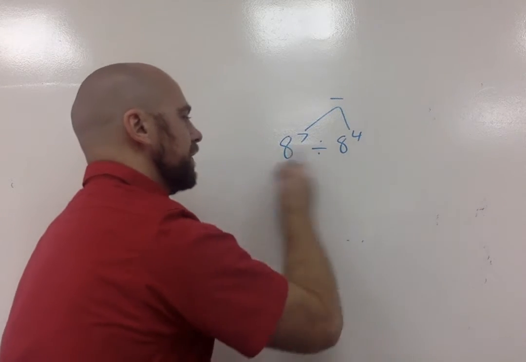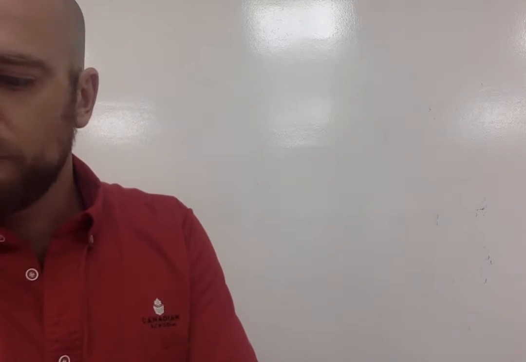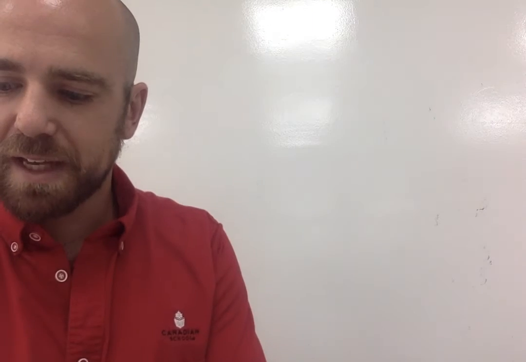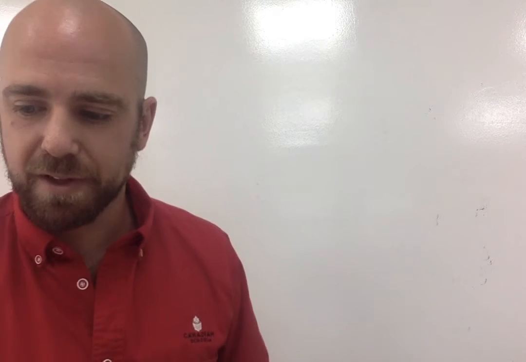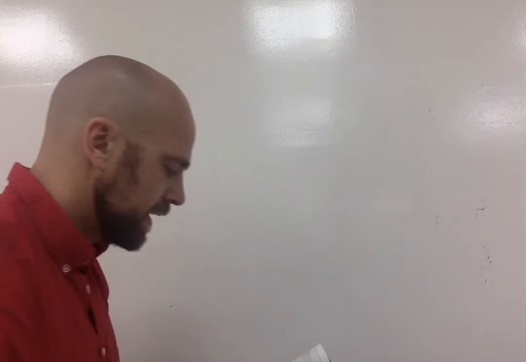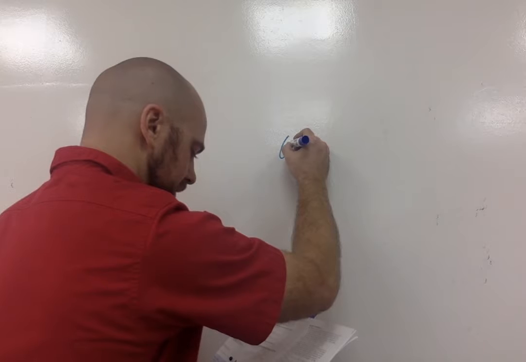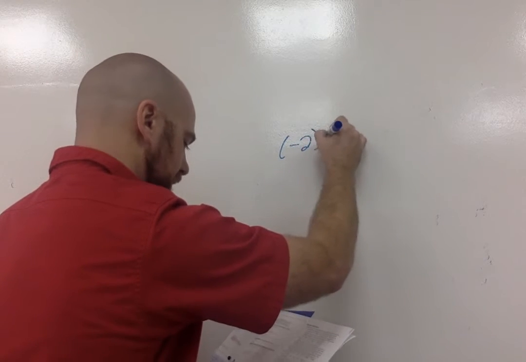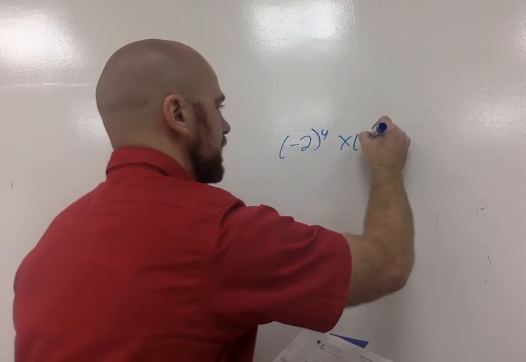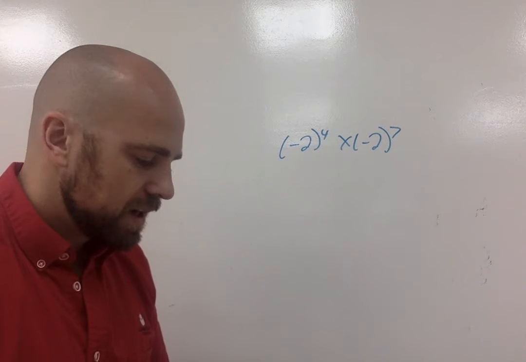So those are the first types of questions that you're going to get. Then you're going to get some where you've got multiple things going on. So let's start with something like this. We'll do this example here. I'll do negative 2 to the power of 4 times negative 2 to the power of 7. So you're going to give me what your answer is.